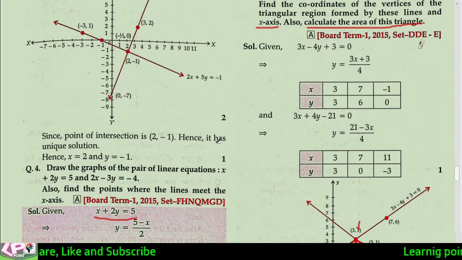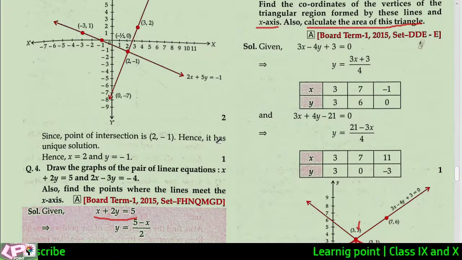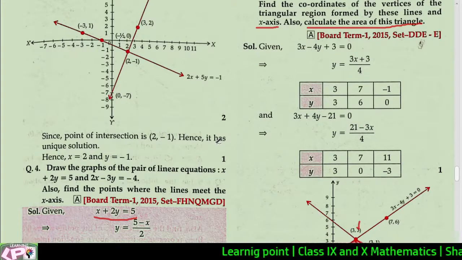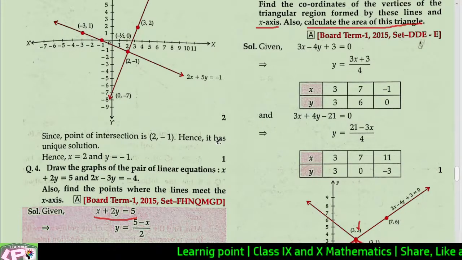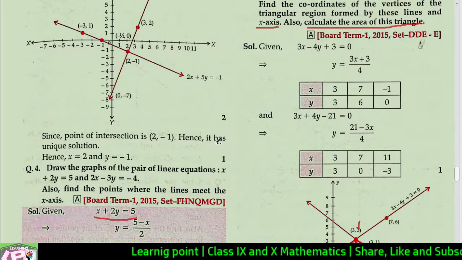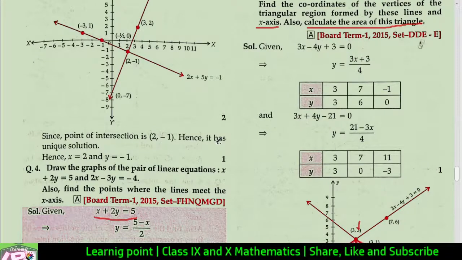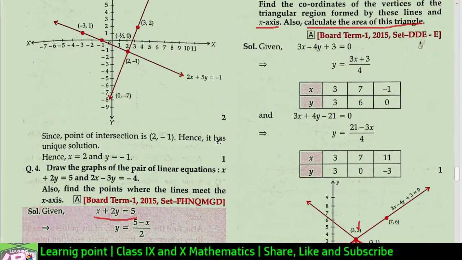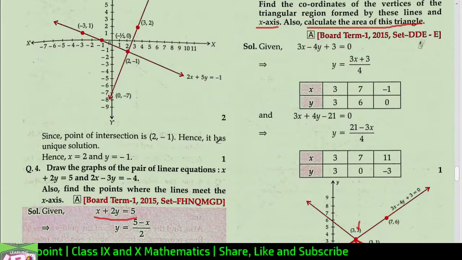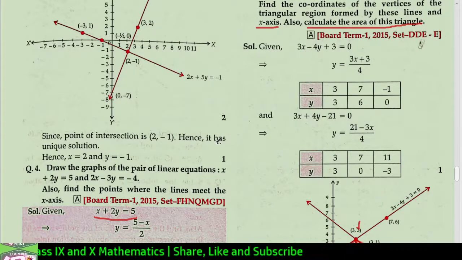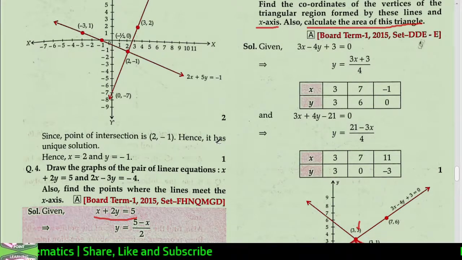And also remember how to find the area of the triangular region. One more thing you need to notice in the question is whether the triangular region is formed by the lines and the x-axis or y-axis. You need to identify which axis is given to you. Then it will be very easy to identify the triangular region. And I told you how to find the area of that triangular region also.